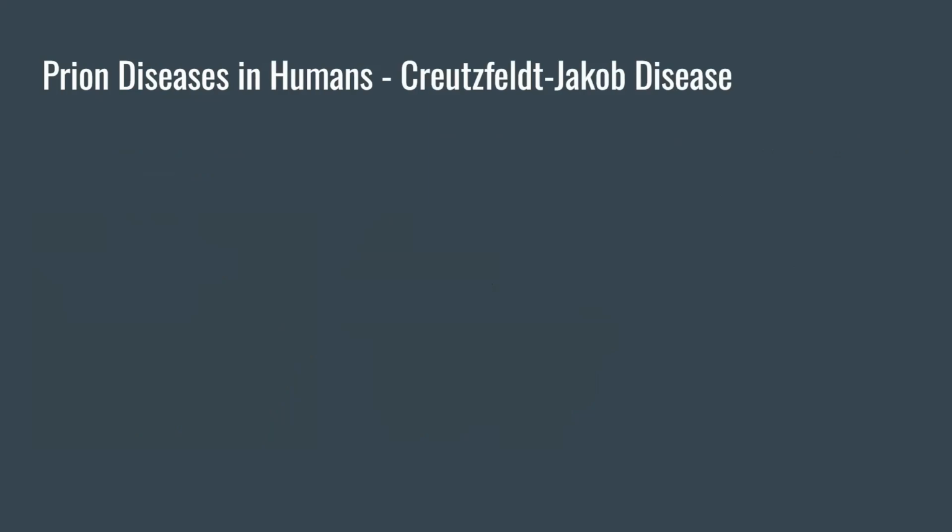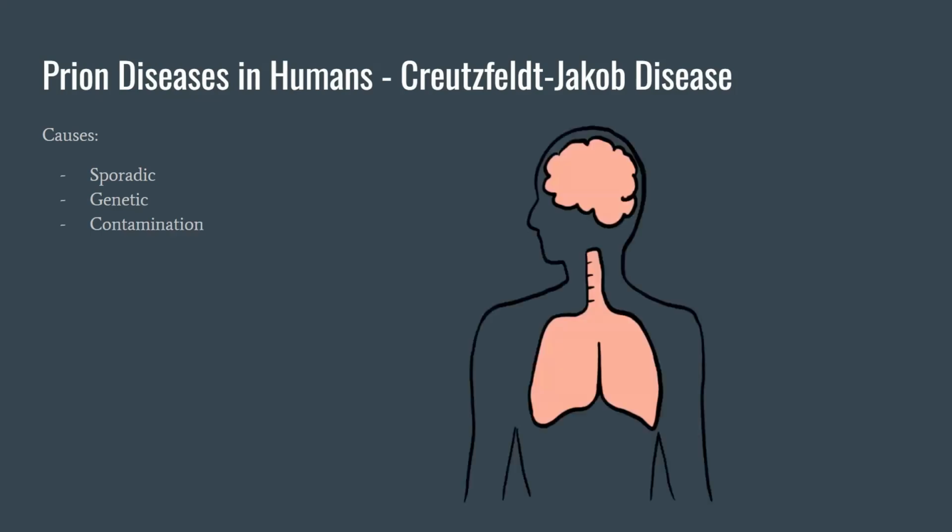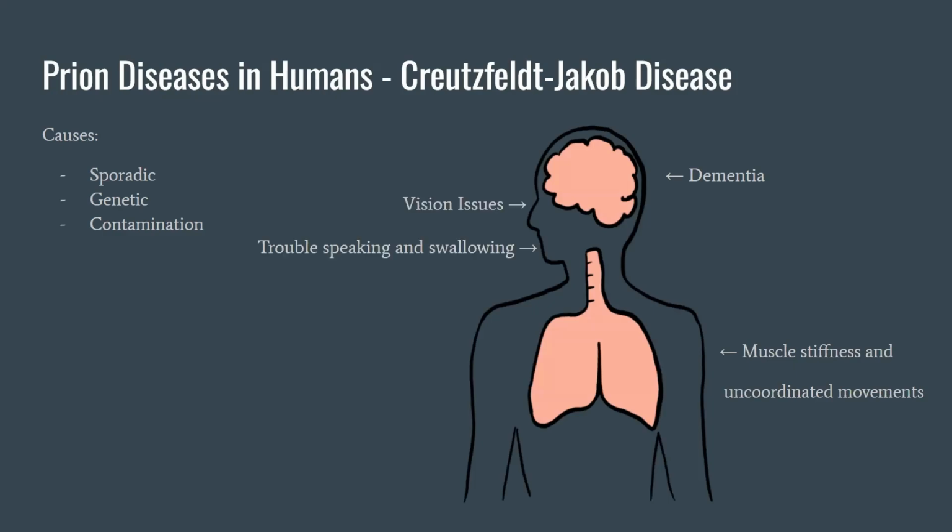In humans, the most common prion disease is Creutzfeldt-Jakob disease, or CJD. It can be developed sporadically, through genetic inheritance, or through contamination from medical procedures. It progresses rapidly and can cause dementia, muscle stiffness, uncoordinated movements, blurry vision or blindness, trouble speaking, and trouble swallowing. Currently, there is no cure, and most patients pass away within a year.